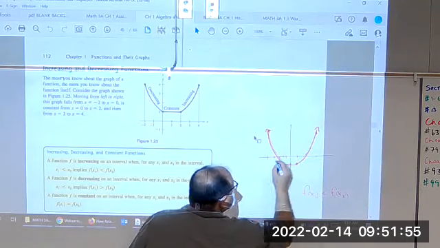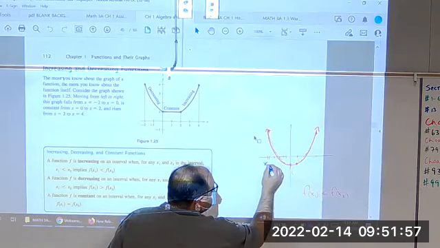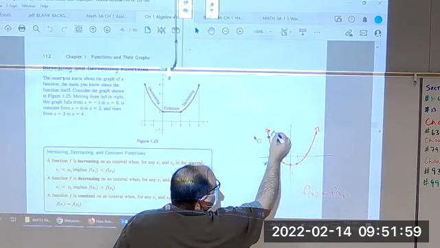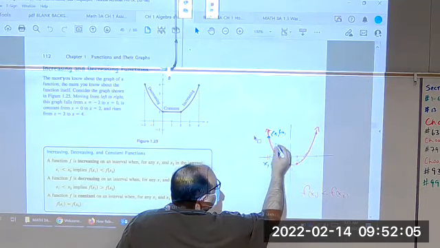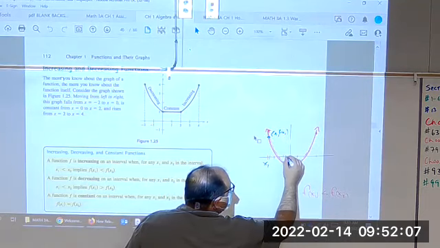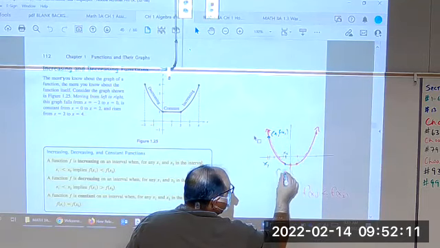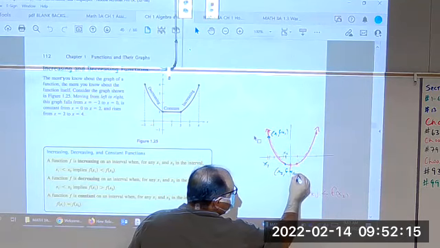Let's change signs. Over here, x sub 1. So when I plug in x sub 1, we get f of x sub 1. And over here is x sub 2. So when we plug it in, here's x sub 2, comma, f of x sub 2.